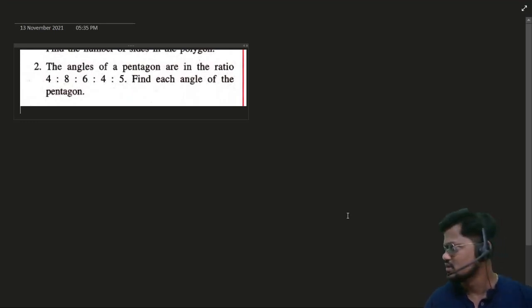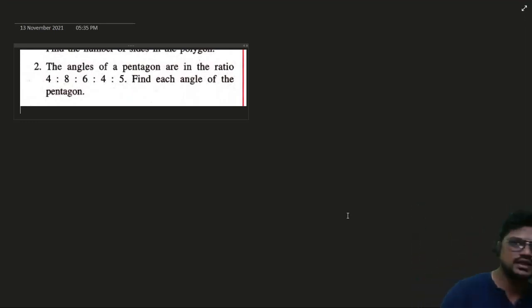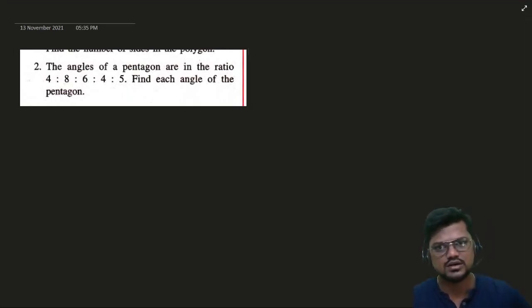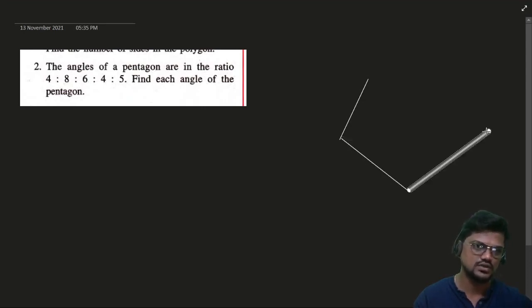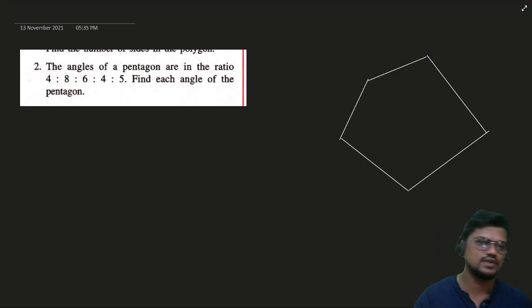The angles of a pentagon are in the ratio like this. Find each angle of the pentagon. Pentagon means how many sides does the polygon have? Five sides. It has only five sides. It's not necessary that it will have five equal sides. When they say regular pentagon, then we can say it has equal sides.